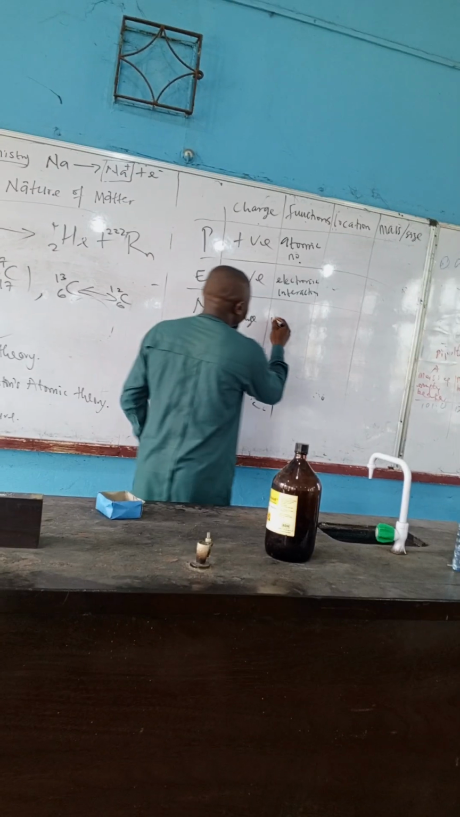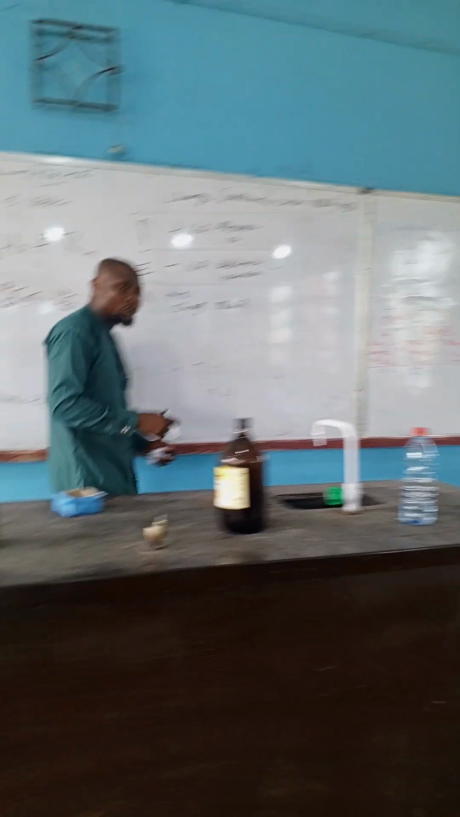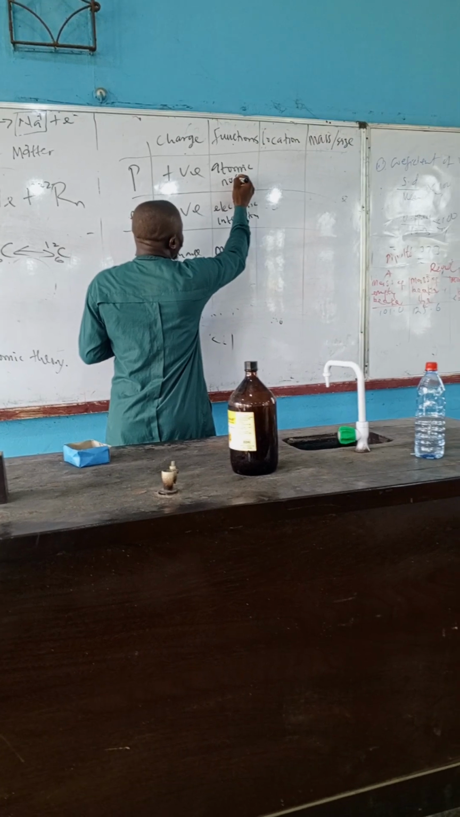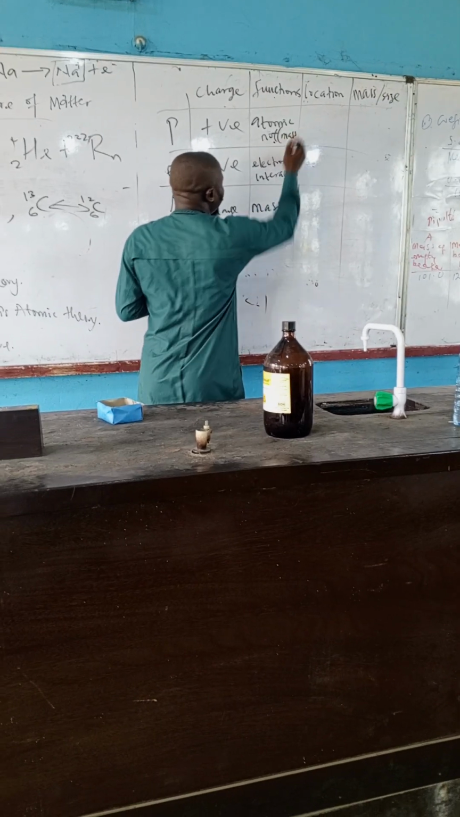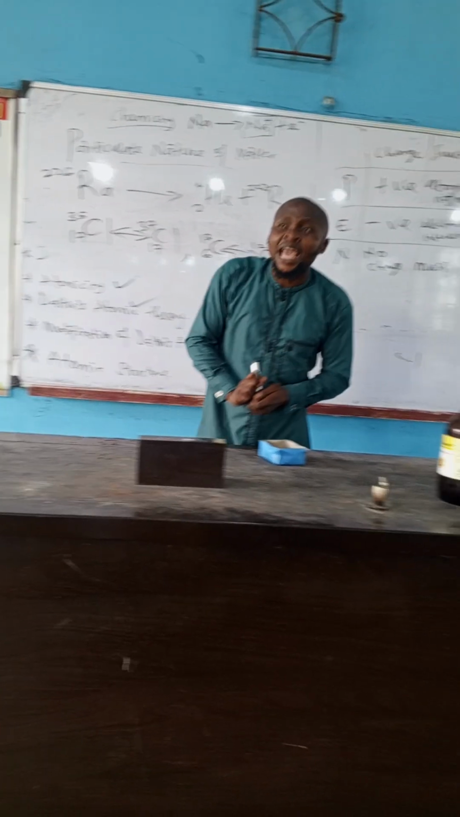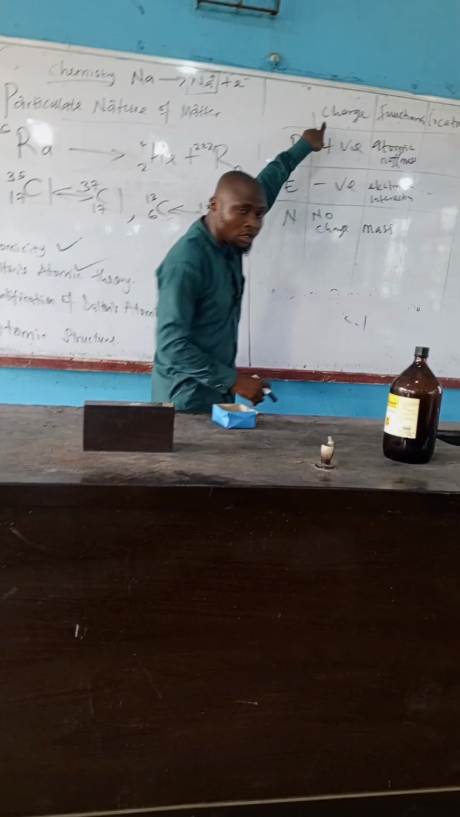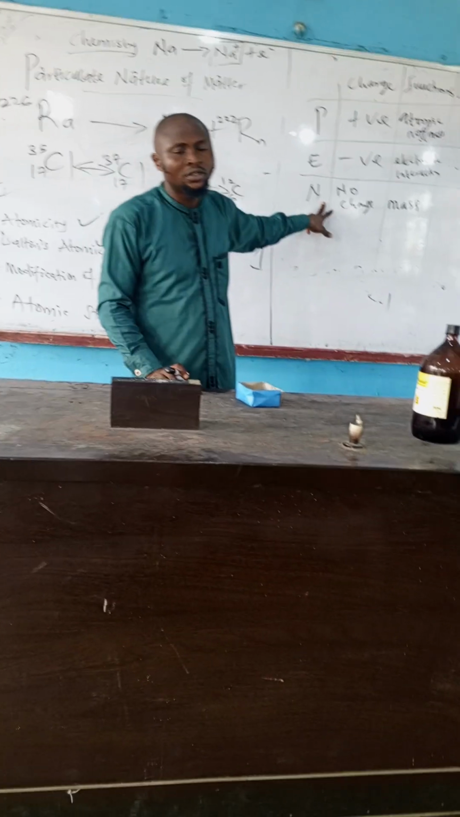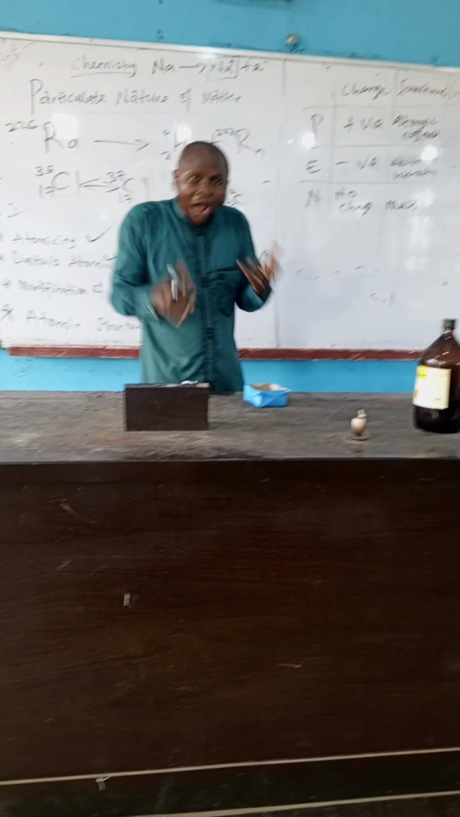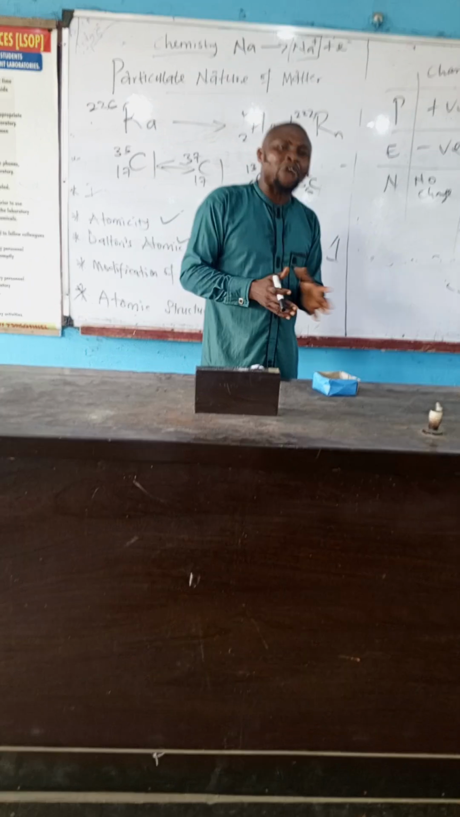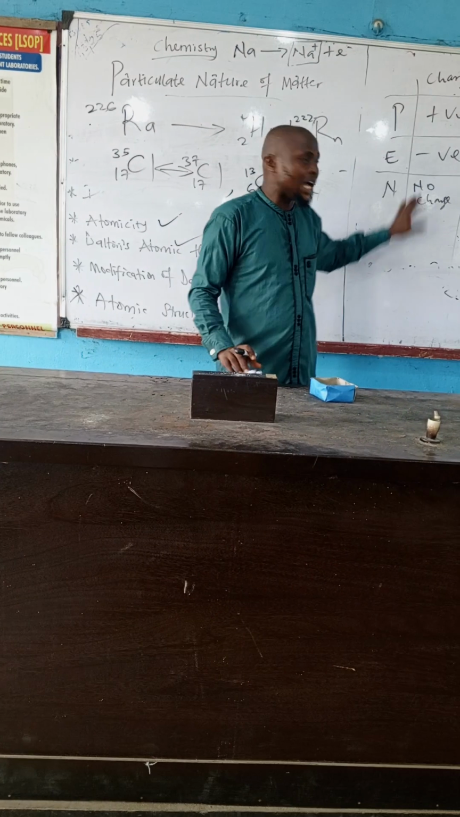Neutron, they represent the mass. That's their function. The mass number. In fact, not only neutron, even proton tells you about the mass number. The mass number of any element, of any atom, is the addition of the proton and the neutron number. How heavy an atom is, is a function of adding the proton and the neutron.